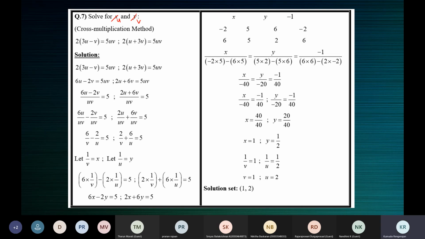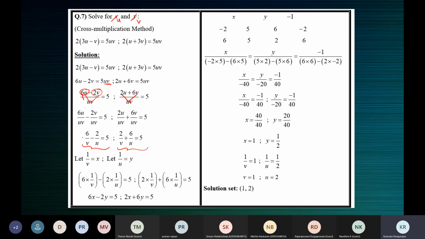So what is it about? It's just about opening the brackets, and this UV is taken down to the other side for division. And then we write 6. We divide each term in the numerator by UV: 6U by UV, 2V by UV, 2U by UV, 6V by UV. So like that, we land up with equations like this. And then you know how to proceed.